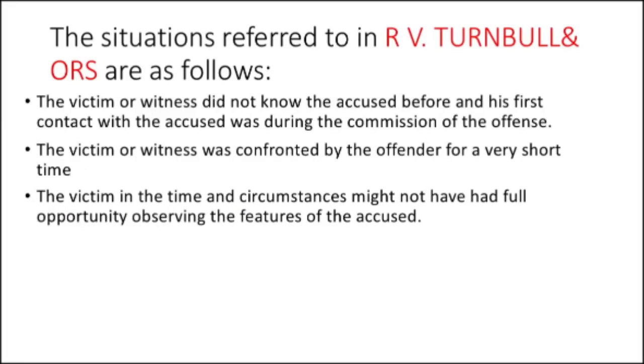Now, the situations referred to in Aro v. Turnbull and others are as follows. The victim or witness did not know the accused before, and his first contact with the accused was during the commission of the offense. The victim or witness was confronted by the offender for a very short time. The victim, in the time and circumstance, might not have had full opportunity of observing the features of the accused. So, these are the circumstances where identification parade can be ordered.